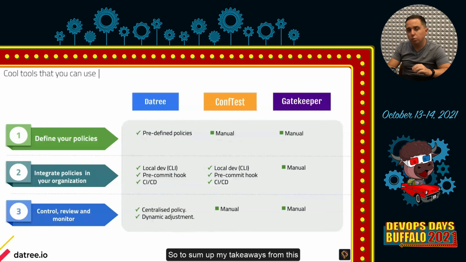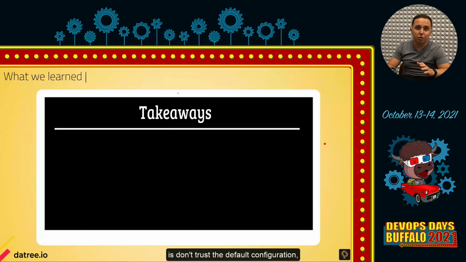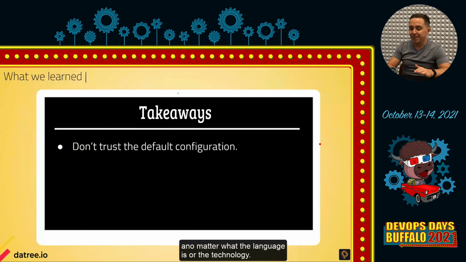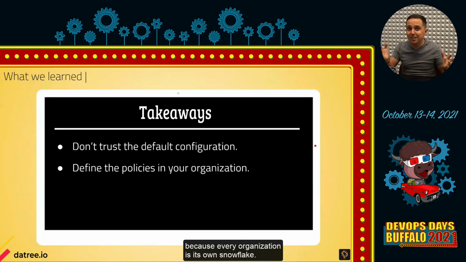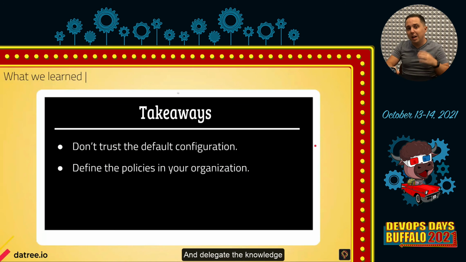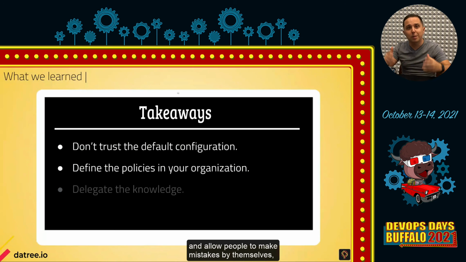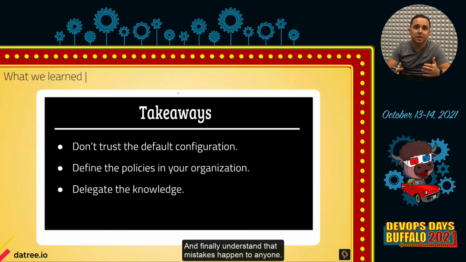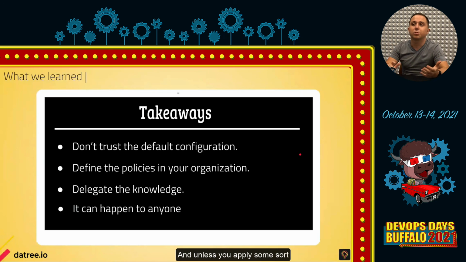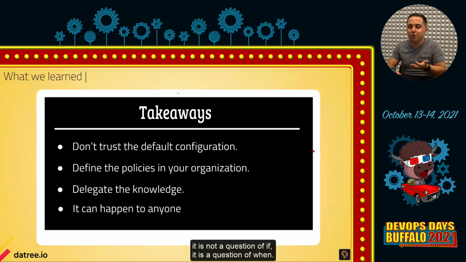So to sum up, my takeaways from this are: don't trust the default configuration, no matter what the language or the technology is. Define the policies that are right and suitable for your organization, because every organization is its own snowflake. Delegate the knowledge and allow people to make mistakes by themselves, but give them the guardrails to be able to experiment and understand what the problem is and educate themselves. And finally, understand that mistakes happen to anyone, and unless you apply some sort of centralized policy management solution, it is not a question of if, it is a question of when.